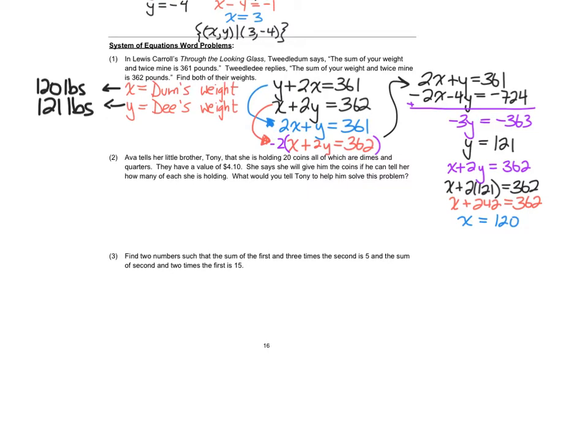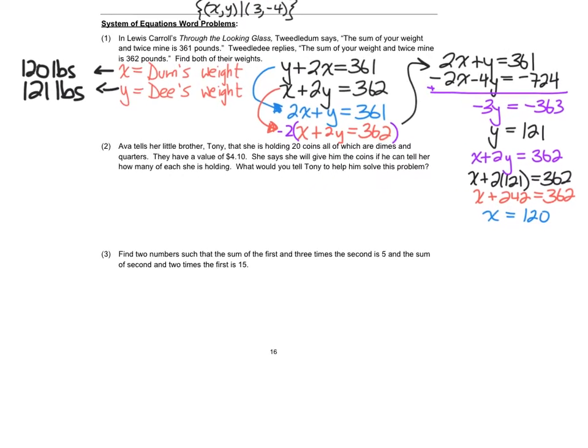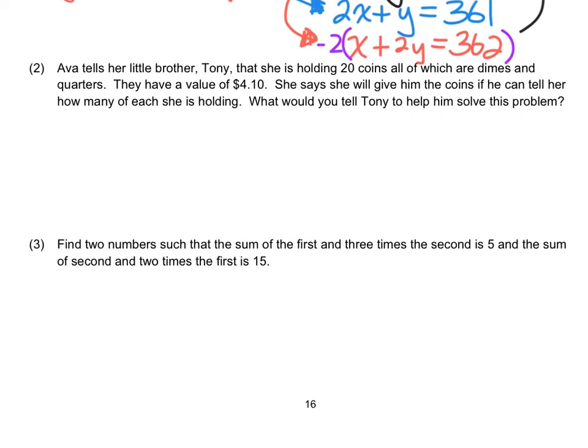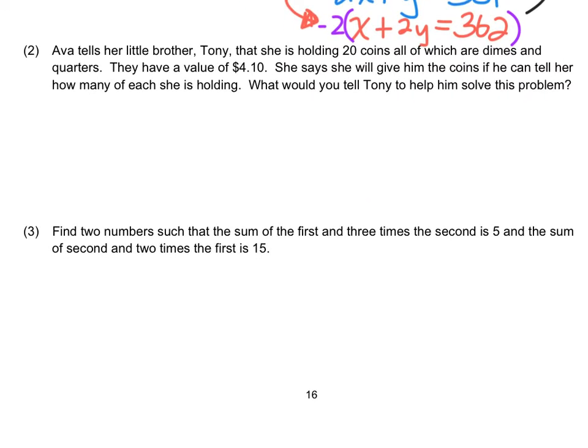In number 2, Ava tells her little brother Tony that she is holding 20 coins, all of which are dimes and quarters. They have a value of $4.10. She says she will give him the coins if he could tell her how many of each she is holding. What would you tell Tony to help him solve the problem? All right, so we have some dimes and quarters.